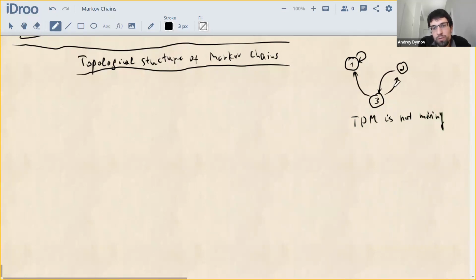Because if you arrive to the state 1, then you stay here forever. But the Markov chain is ergodic, and even it's exponentially ergodic.